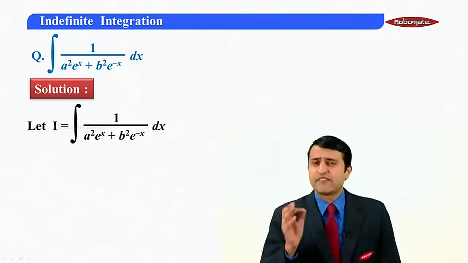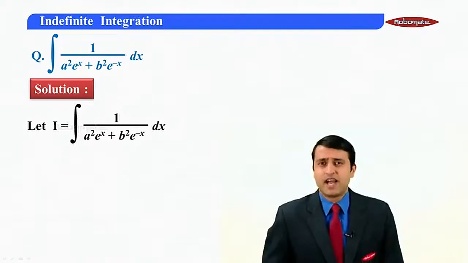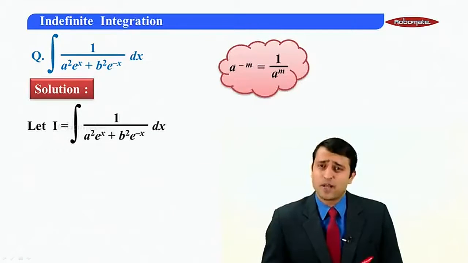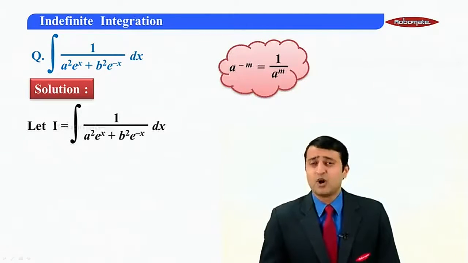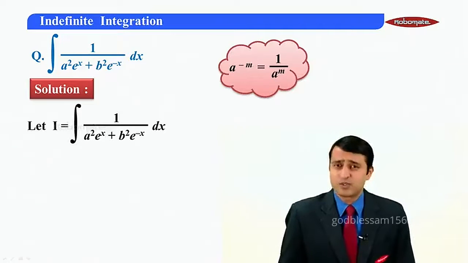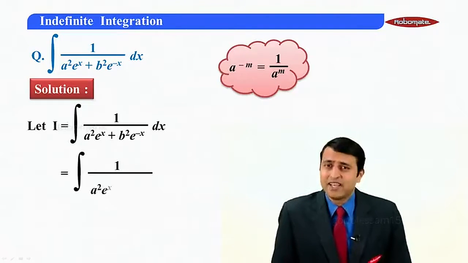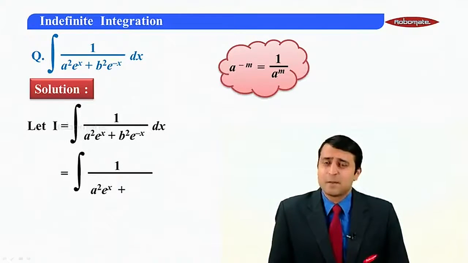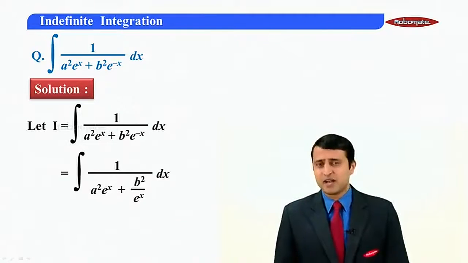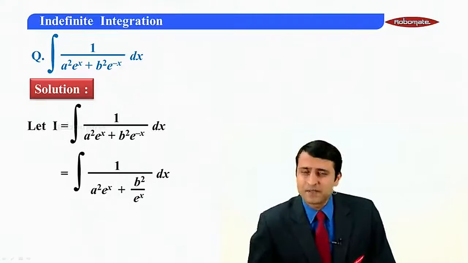Now if I think at a very basic level, I understand that e raised to minus x here can be written as 1 upon e raised to x, correct? Or using the law of indices, I can say a raised to minus m can be written as 1 upon a raised to m. So let us do that. A square e raised to x is as it is plus b square upon e raised to x dx. Is that okay? Now the next obvious step is take LCM.